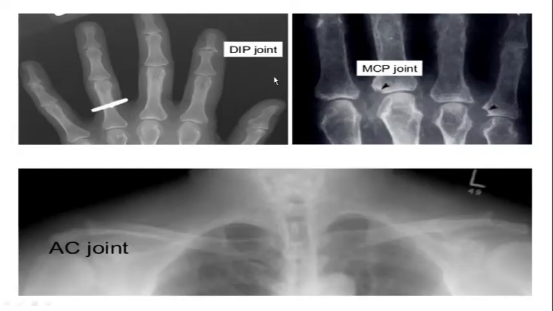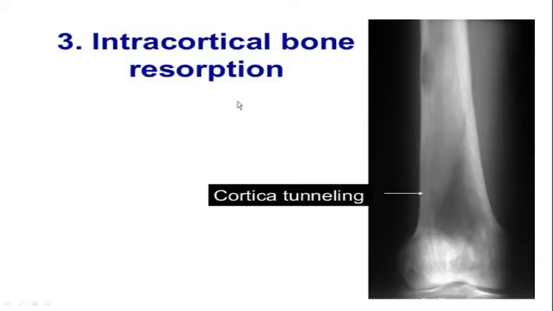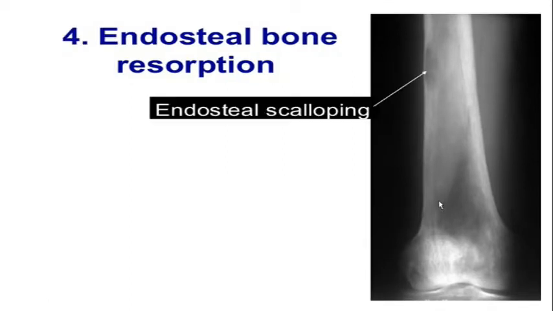And this is how it looks. This is the resorption at this level. Then intracortical bone resorption, that is at the cortical level, because of the osteolytic action and the increase in osteoclast stimulation, there can be lysis of the bones on the cortical side, and that leads to something called cortical tunneling. Then it can be endosteal bone resorption, and it forms a lytic lesion, and you can see the translucency on the radiograph.